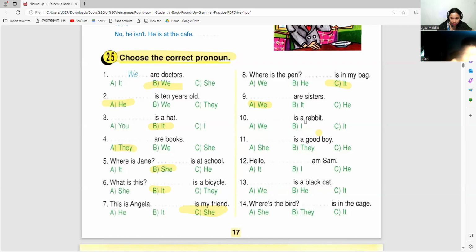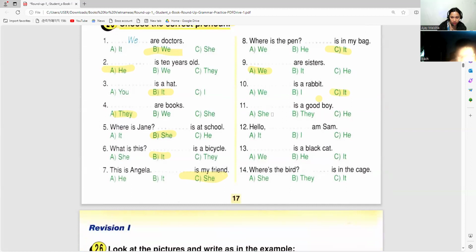What's your answer? Number 10. Go, Wangbak. It is a rabbit. Okay, it is a rabbit. Number 11. Blank is a good boy. What's your answer? He is a good boy.